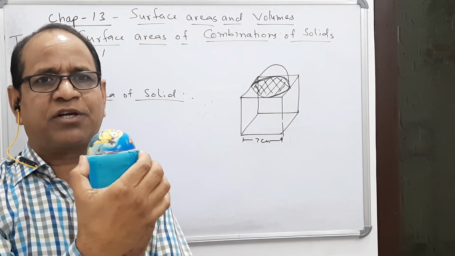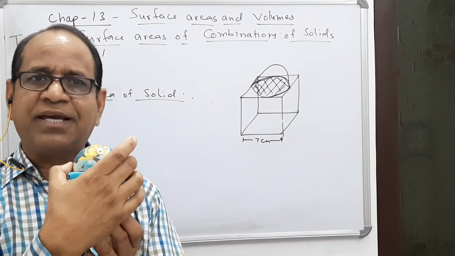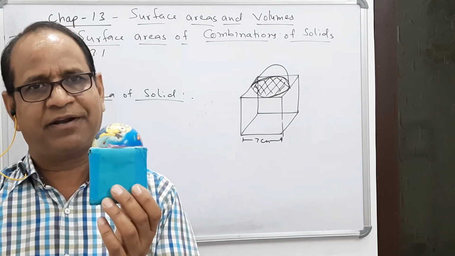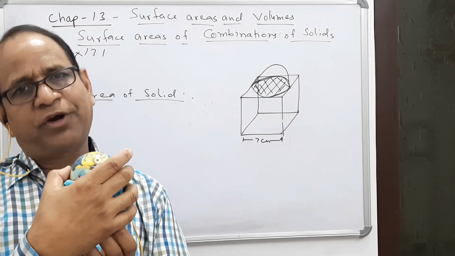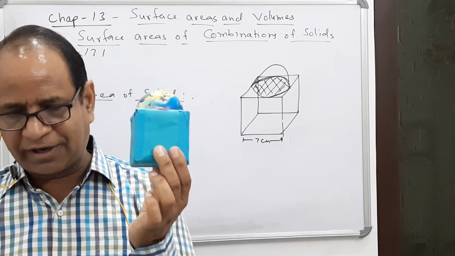Now the side of the cube is 7 centimeter. So what will be the biggest diameter of the hemisphere? It will be 7 centimeter. So what will be the radius of this? It will be 3.5. Now I am talking about the surface area of this solid.